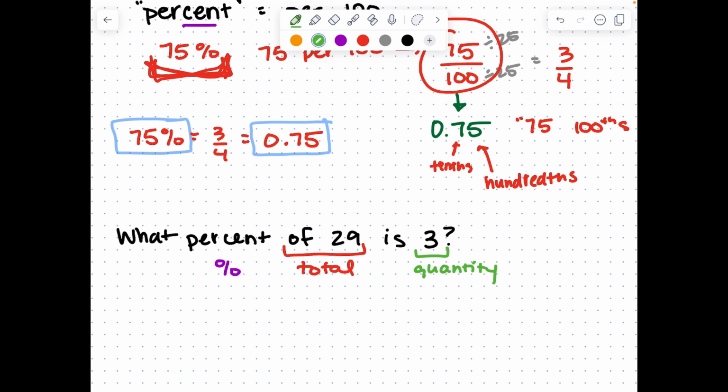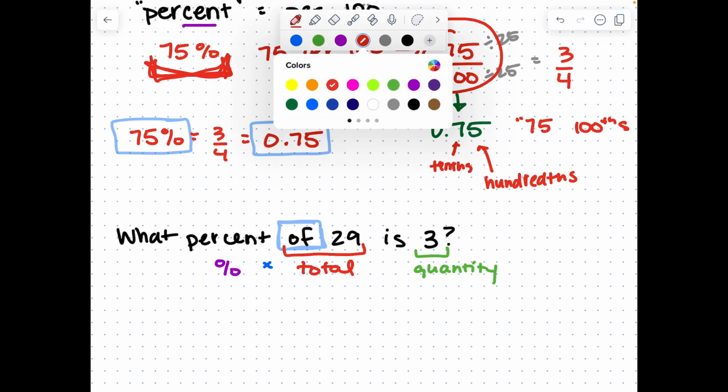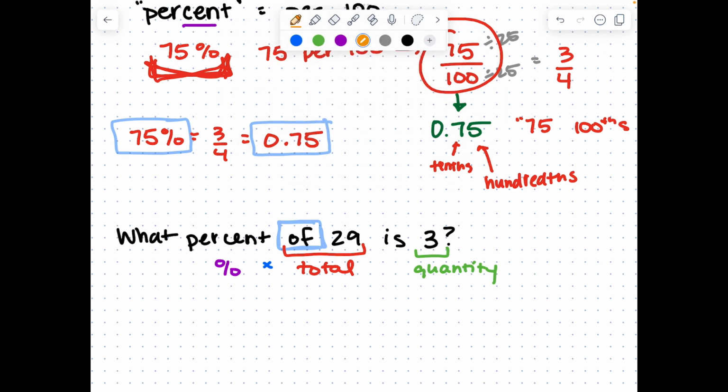Now, when we look at these words and try to convert these numbers into an equation that we can use, percent, the 29 is the total, 3 is the quantity we're actually focused on. But we can also look at this word of. Almost every time, I'm not going to say for sure every time, but almost every time the word of in a story problem means multiply. Fractions, percentages, decimals of something, we're going to be multiplying. And then hopefully you're already familiar with our friend is in word problems. Is will always come out to be equals.